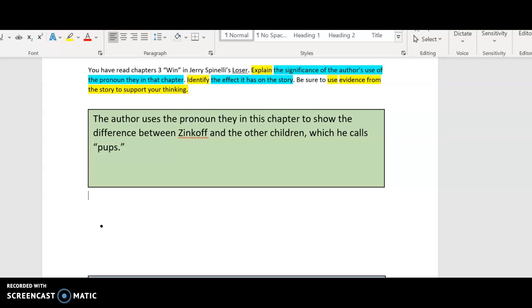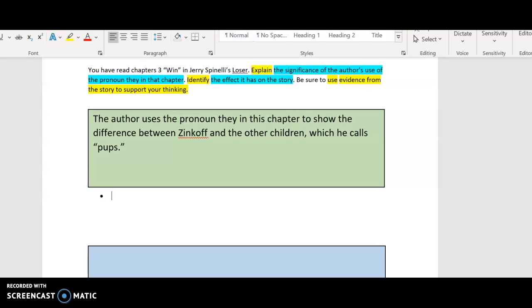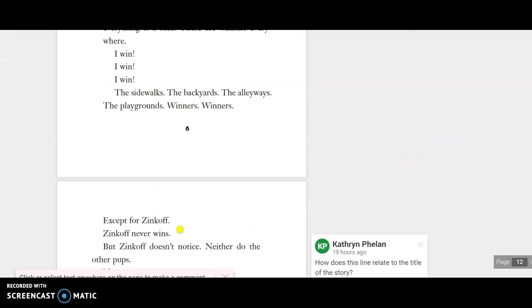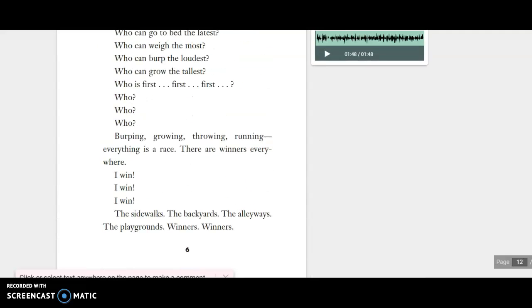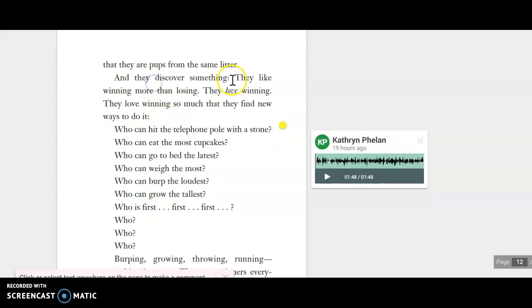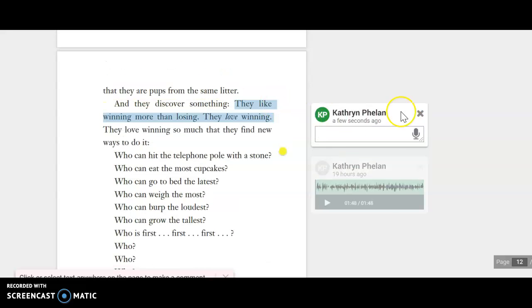So now I have to do my bullets. And just so you're aware, in case you don't know this, when you need to get bullets, this little icon up here is a great way to get them. And bullets are where you actually put your E, your evidence. So I'm going to find some evidence that supports my theory. And I loved this line up here, okay? And I'm going to Control C. I'm going to copy it.